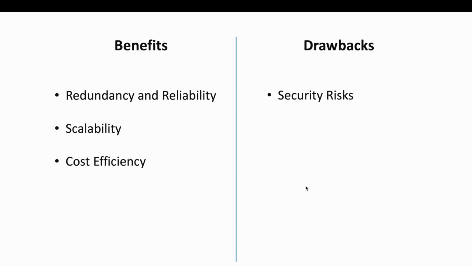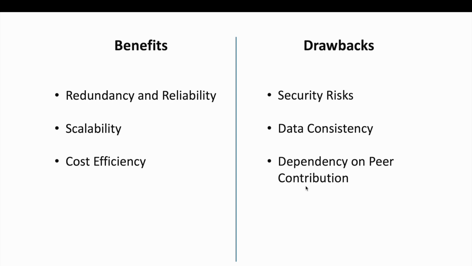For drawbacks, we have security risks. The decentralized nature can make P2P networks susceptible to security issues such as data integrity attacks and the spread of malicious files. Then we have data consistency. Ensuring that all copies of shared data are up to date can be challenging. Dependency on peer contribution. The performance and health of the network depend on the contribution of resources by all peers. Free riding, peers consuming resources without providing them, can degrade network performance.